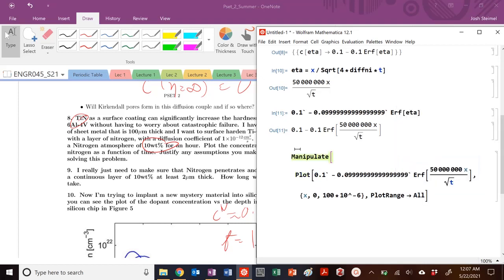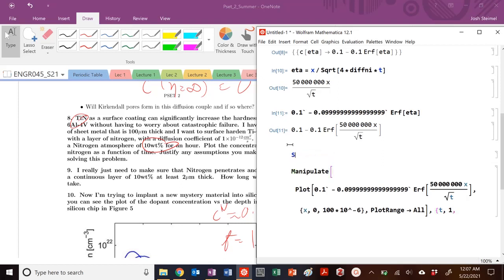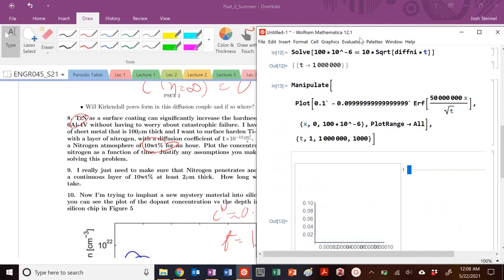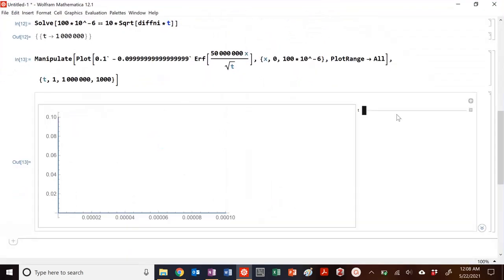And then close it. I want to see it for t from 1 to, let's see how long this assumption holds. So I want to solve for how long 100 times 10 to the minus 6 equals 10 times the square root of diff nitrogen times t. So it lasts for 1,000,000 seconds, so we'll go up to a million. And let's do it in steps of 1,000. So let's look at my Manipulate plot.